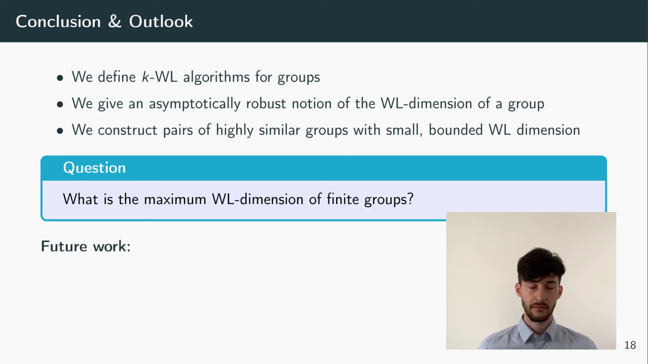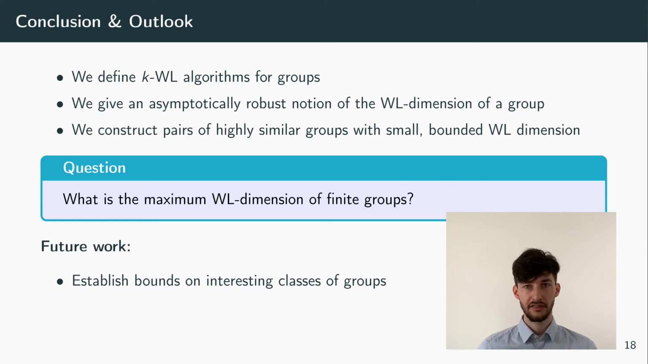So as some kind of outlook, it would certainly be interesting to establish bounds on interesting classes of groups in general. And yeah, maybe find high-dimensional examples of groups if the Weisfeiler-Leman dimension is unbounded. So overall, Weisfeiler-Leman algorithms can be applied in the situation of groups as well. And at this point, we don't fully understand its power even asymptotically, so there's certainly more interesting work to be done.